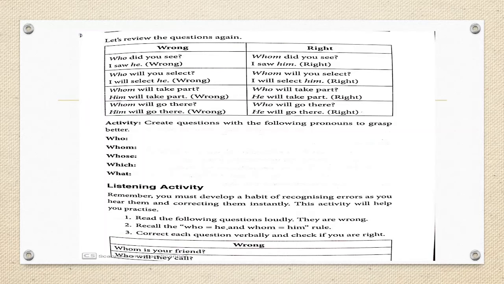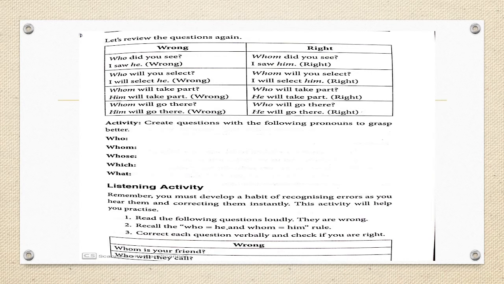Let's review the wrong sentences and the right sentences. Who did you see? It is wrong. Whom did you see? It is right. I saw her, wrong. I saw him, right. Who will you select? Wrong. Whom will you select is right. I will select he, wrong. I will select him, right. Whom will take part, wrong. Who will take part, right. Him will take part, wrong. He will take part, right. Whom will go there, wrong. Who will go there, right. Him will go there, wrong. He will go there, right.